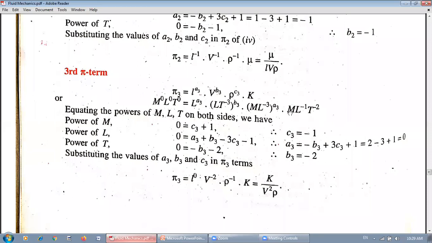So C3 plus 1, so C3 is equal to minus 1. Again you have to equate the power of L and the power of T. So you will get C3 equal to minus 1, then A3 is equal to 0 and B3 is equal to minus 2.